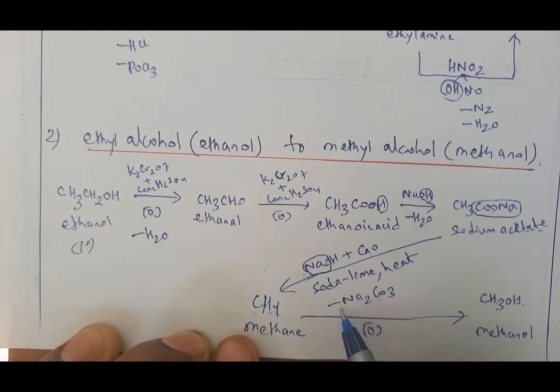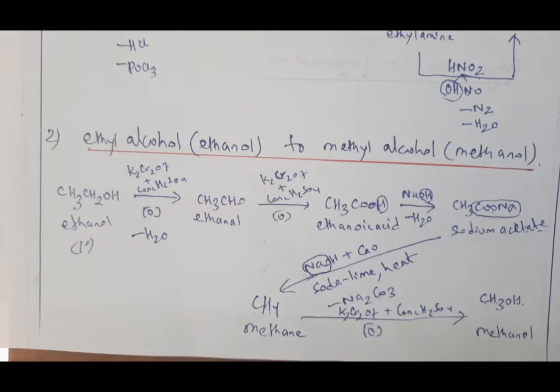But what is our oxidizing agent here? K2Cr2O7 plus concentrated sulfuric acid. When you add it, methane will convert to methanol, students. So this is all about the conversion of methanol to ethyl, ethyl to methyl.